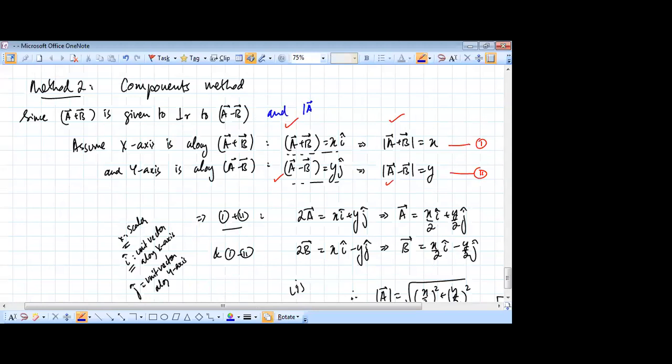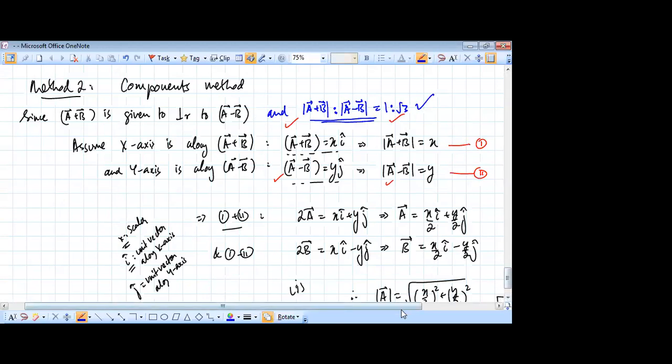mod a plus b is to mod a minus b. What was this ratio? It was 1:√3. This was also given to us. So this information also we have to make use of now. So now see in equation 1 and 2 in magnitude form, mod a plus b is how much? It is x, and mod a minus b is how much? It is y. So make use of this information.